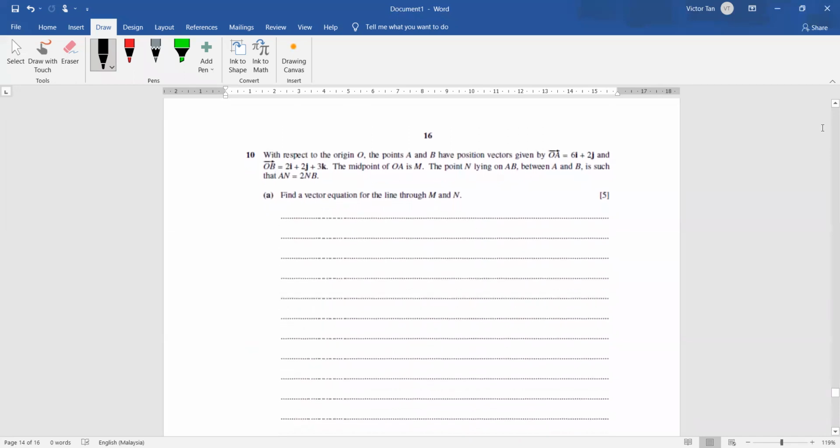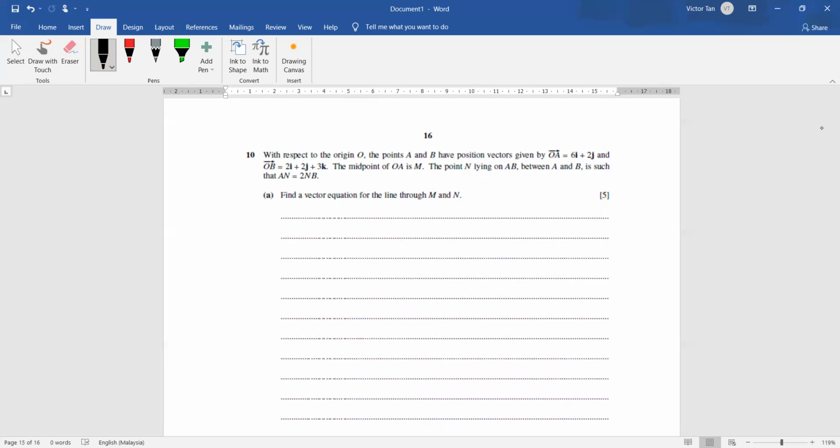Okay. Vectors. Oh, this is now a simple question. And now I put it in question 10. With respect to the origin O, the points A and B have position vectors given by OA is 6i plus 2j and OB is 2i plus 2j plus 3k. The midpoint of OA is M. The point N lying on AB between A and B is such that AN equals 2NB.